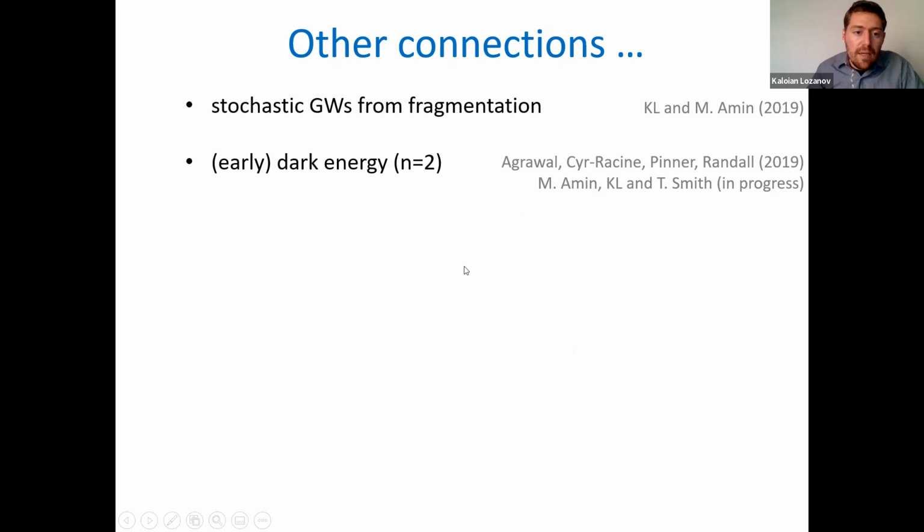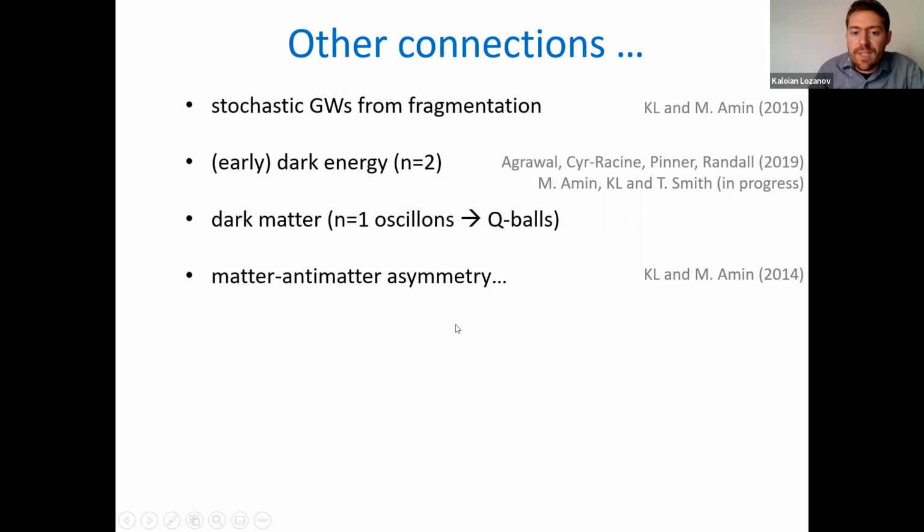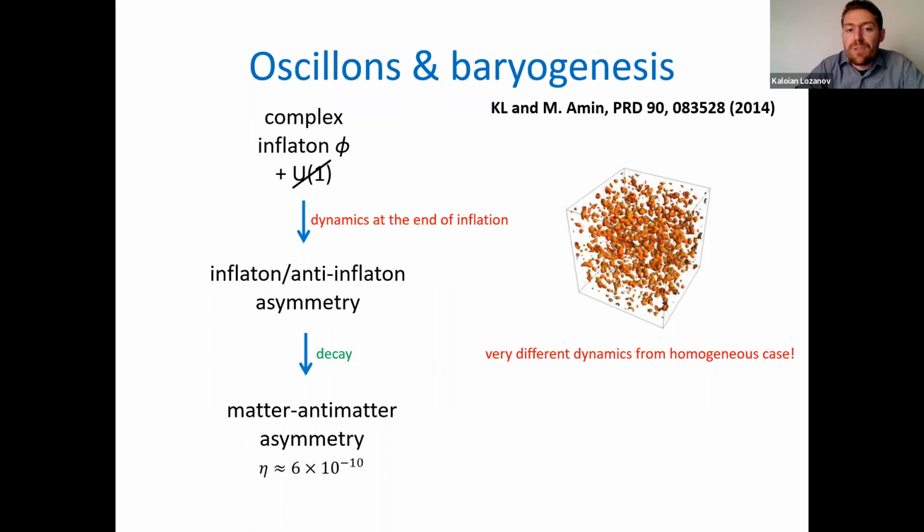On the other hand, if we make the inflaton field a complex scalar, the oscillons we observe can decay into Q-balls, which are infinitely stable and therefore can serve as dark matter candidates. If we further slightly break the global U(1) symmetry of the complex inflaton, we can get baryogenesis. In this broad class of baryogenesis models, the nonlinear dynamics at the end of inflation can generate an asymmetry between the number of inflatons and anti-inflatons. And this asymmetry can then be transferred into the observed baryon asymmetry in our universe today, if you simply allow for the inflaton to decay into baryons at some point after inflation.